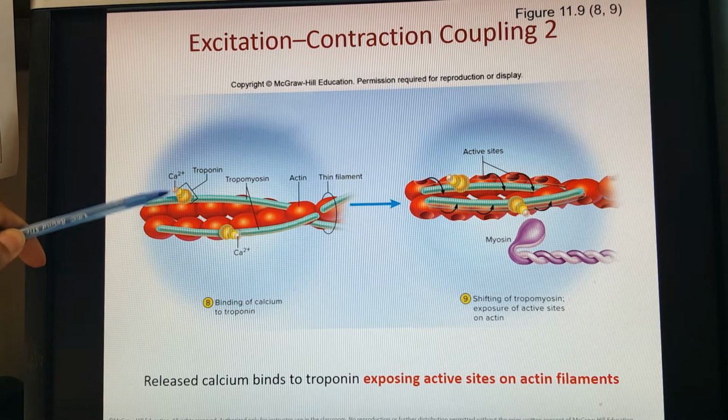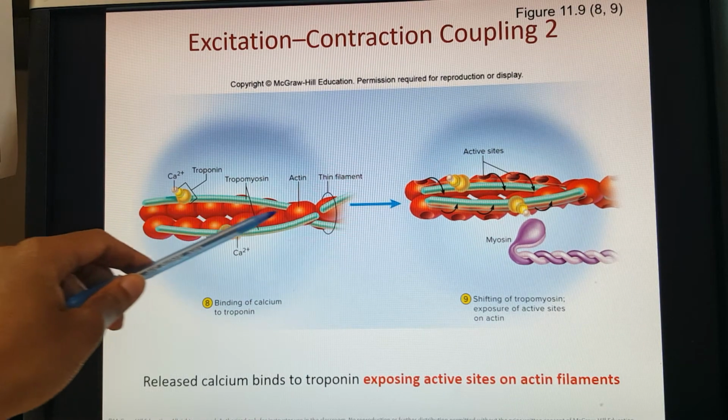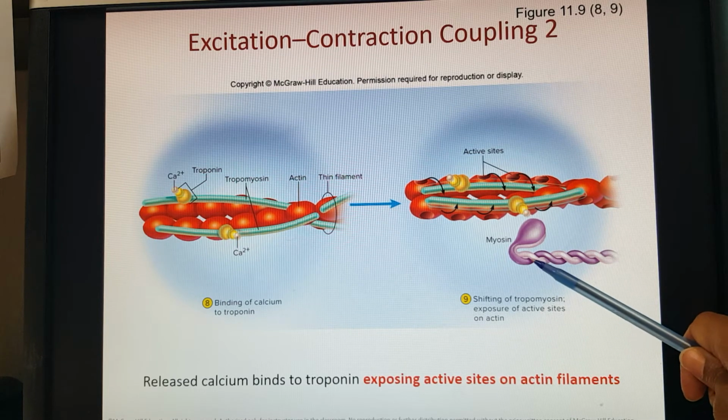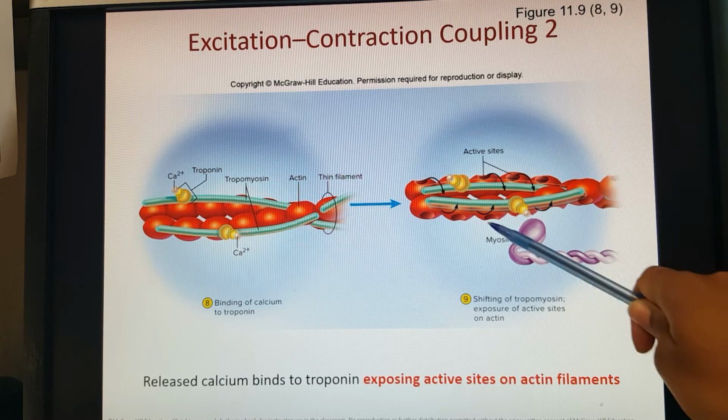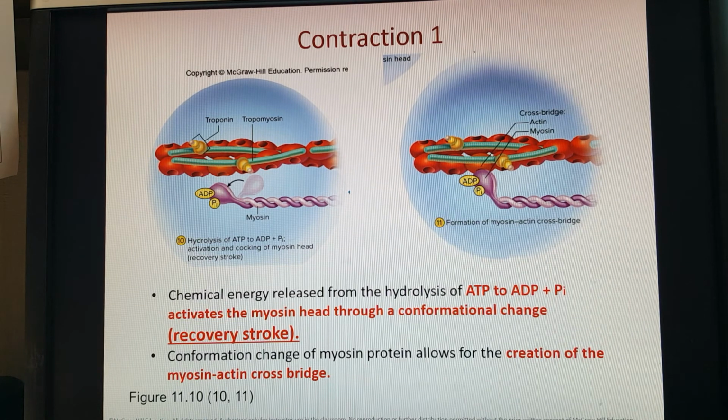So when calcium binds to troponin, our little yellow snowman here, it causes a conformational change. Tropomyosin moves off of the active sites on actin. That allows for our myosin head to be able to bind to our active sites.